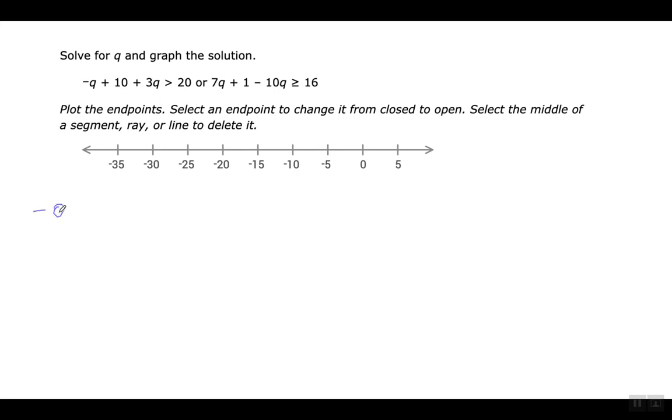Alright, so let me write out the problem. Negative q plus 10 plus 3q greater than 20. And on the other side, 7q plus 1 minus 10q greater than or equal to 16.